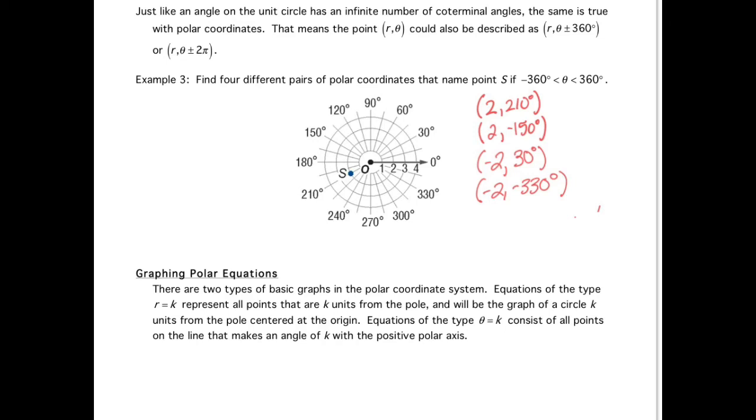So let's talk about graphing polar equations. Today we're going to stick to the really easy stuff. We just learned how to graph a point, now we're going to learn how to graph the two very most basic graphs in the polar coordinate system.